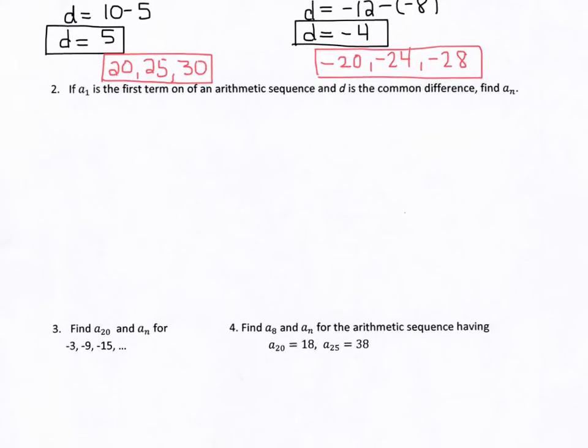Okay, so here we go. It's time to derive it. If a sub 1 is the first term of an arithmetic sequence and d is the common difference, find a sub n. Well, I'm just going to see if any patterns arise. Okay, our first term is a sub 1.